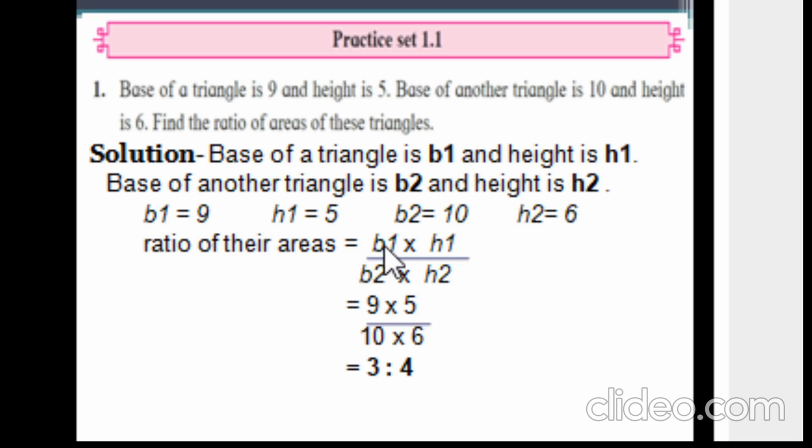Ratio of their areas is equal to B1 into H1 upon B2 into H2. Put values: 9 into 5 upon 10 into 6. Solve this, you will get 3 is to 4. 5 1s are 5, 5 2s are 10, 3 2s are 6, 3 3s are 9, 3 into 1 upon 2 into 2, that is 3 is to 4. So your answer is, ratio of their areas is equal to 3 is to 4, 3 upon 4.